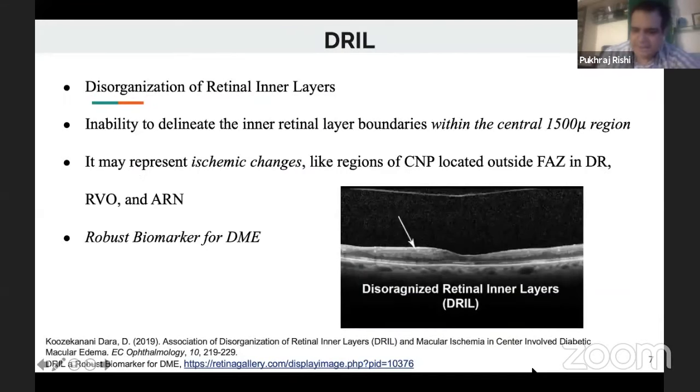So DRIL is very simple, basic. We are familiar with this. It's a disorganized retinal inner layer, and it is to be looked at within the central 1500 microns region of the fovea, and it denotes ischemic changes. It's a very good marker for diabetic macular edema. Here at the arrow, you can make out, particularly not very far from the fovea, the inner retinal layers are not very well delineated.